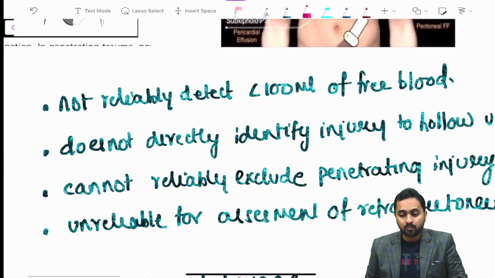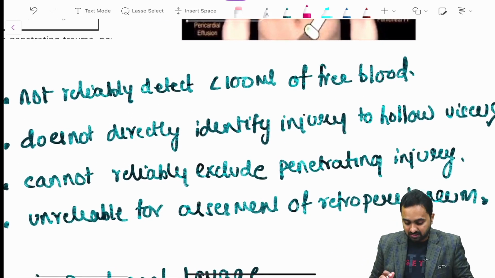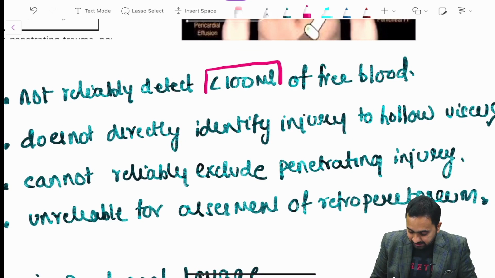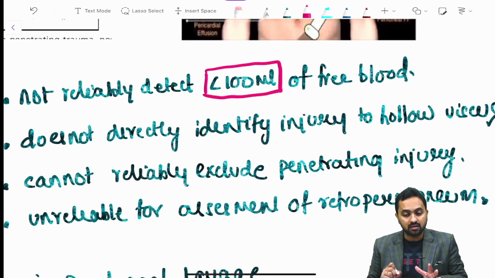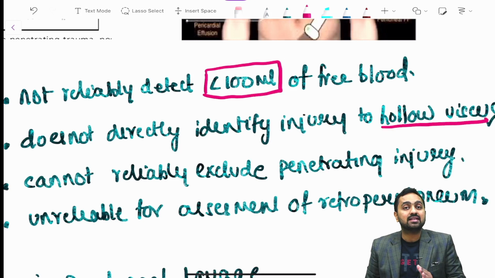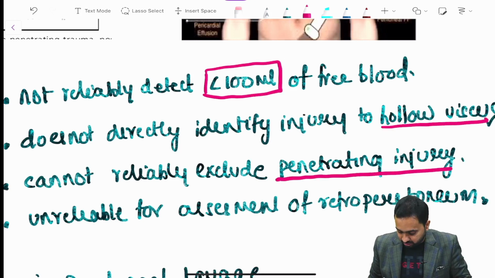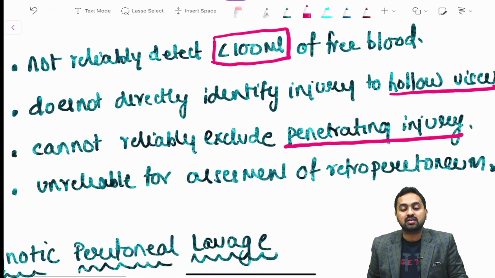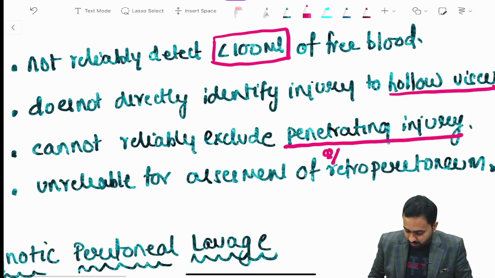Now the important points with respect to FAST and E-FAST are: it does not reliably detect less than 100 ml of free blood, it does not directly identify injury to the hollow viscus, it cannot reliably exclude penetrating injury, and it is unreliable for assessment of the retroperitoneum.